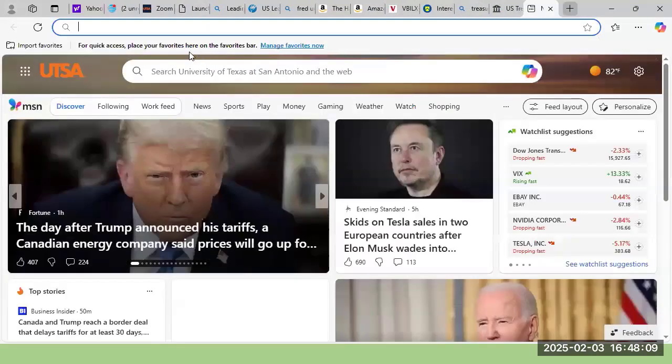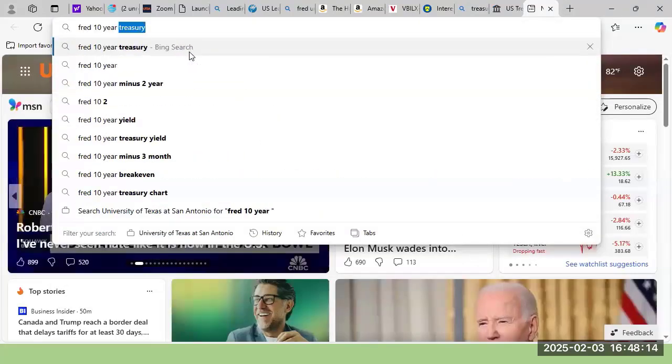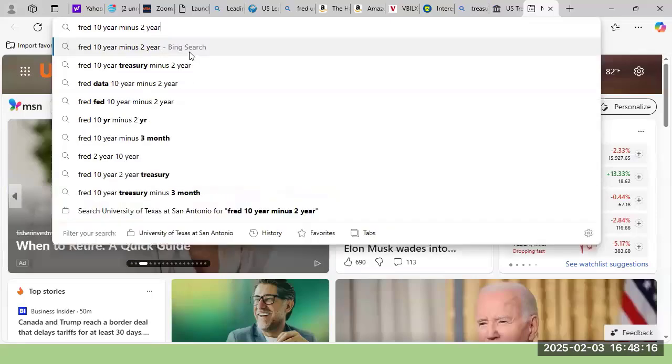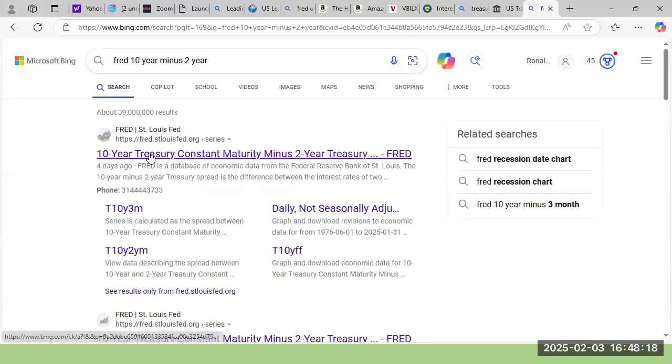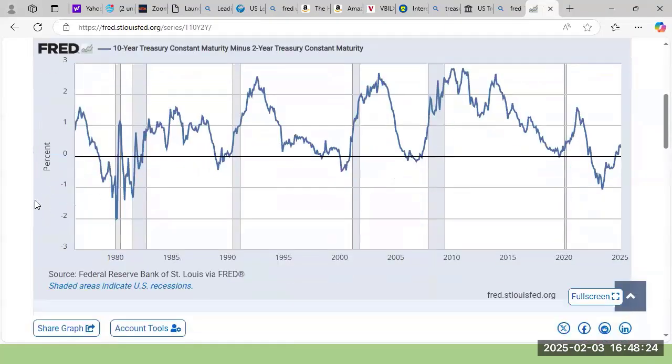And you can get this, I think I showed y'all, you just do FRED, 10-year minus 2-year, and FRED will bring that up. So here's the actual 10-year minus 2-year. I think we saw this. I showed y'all this previous class, I think.